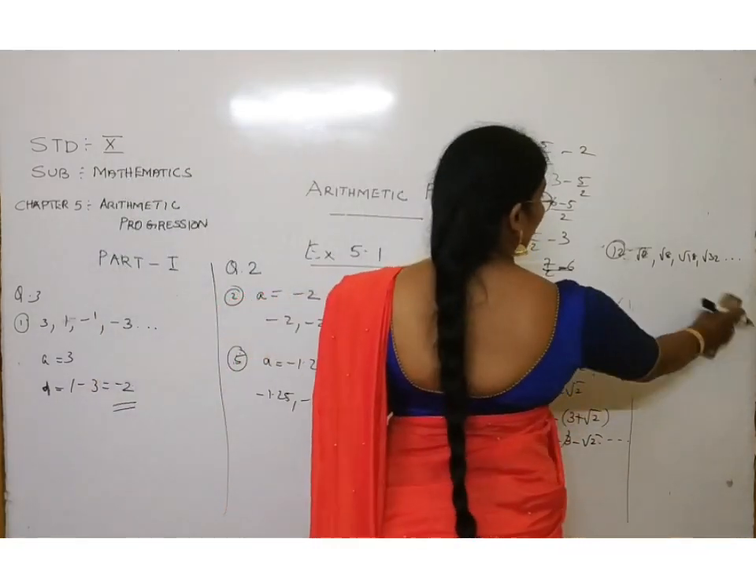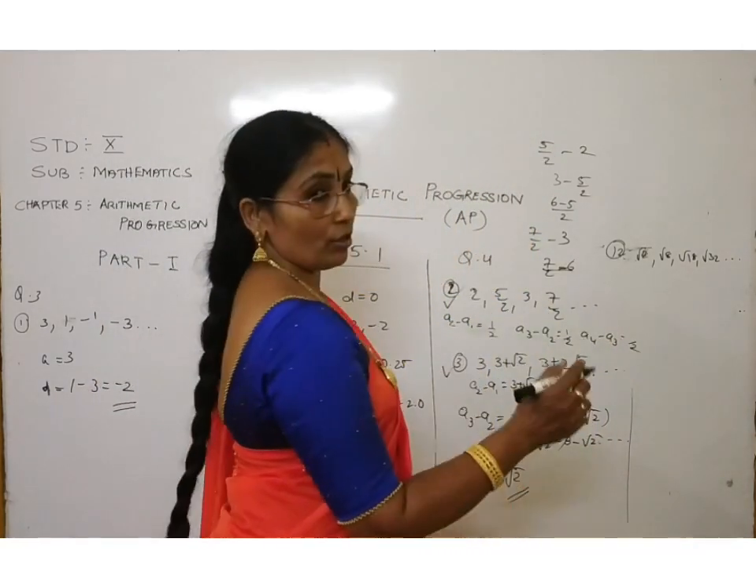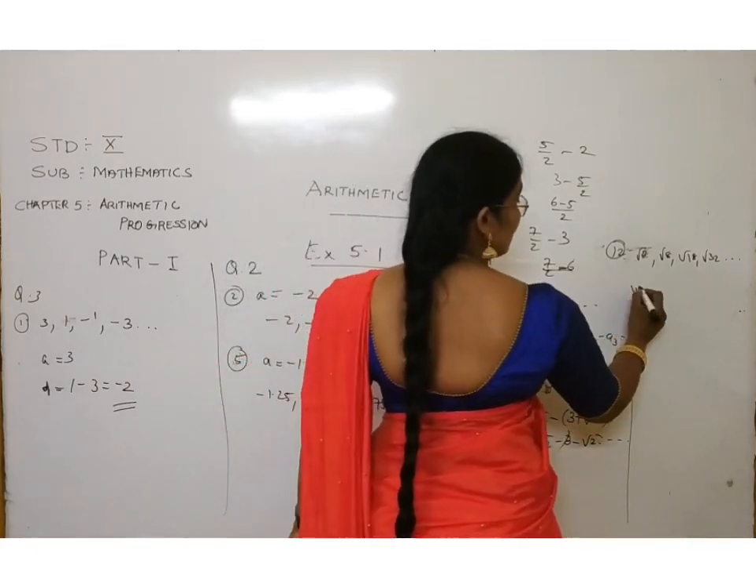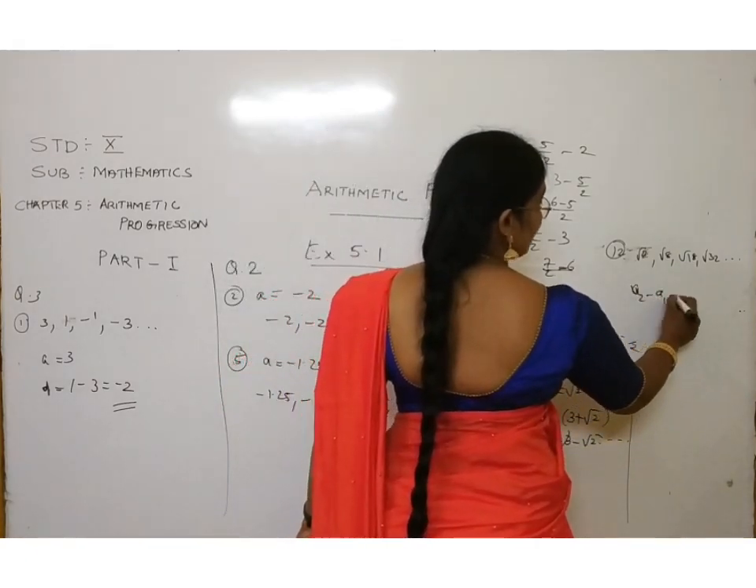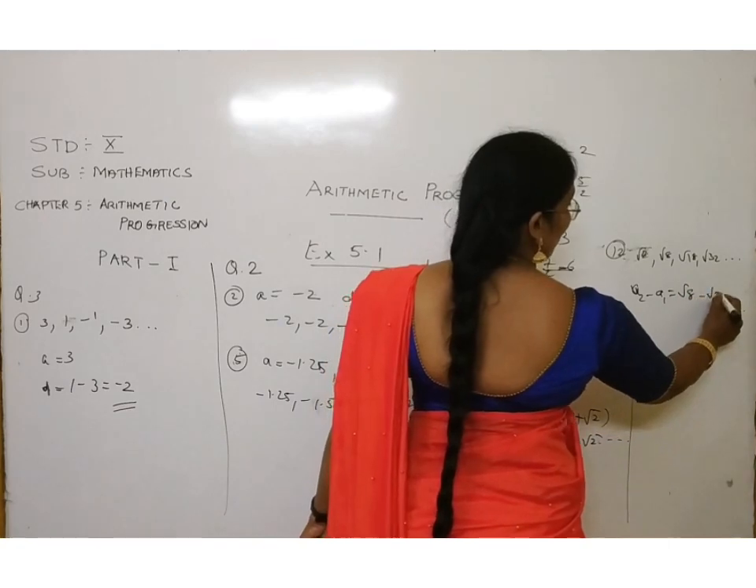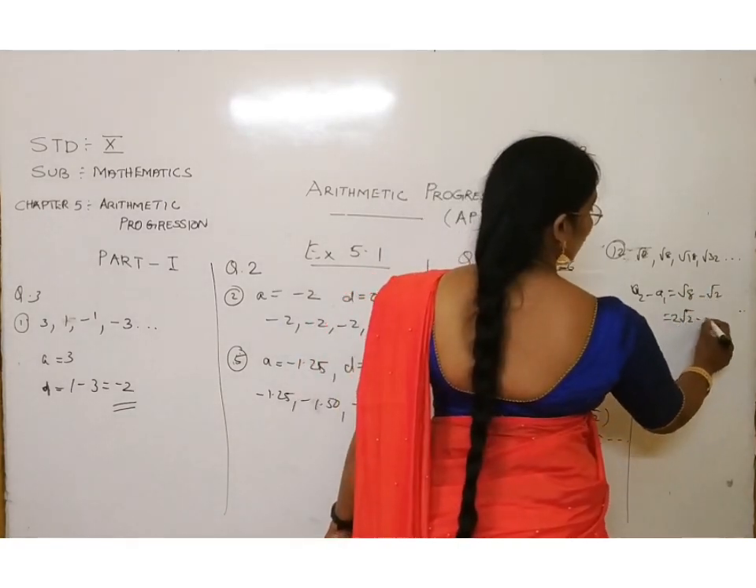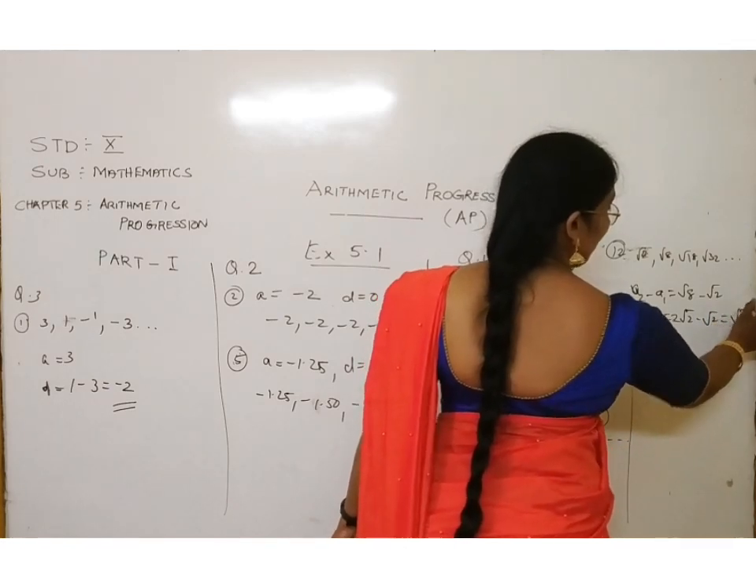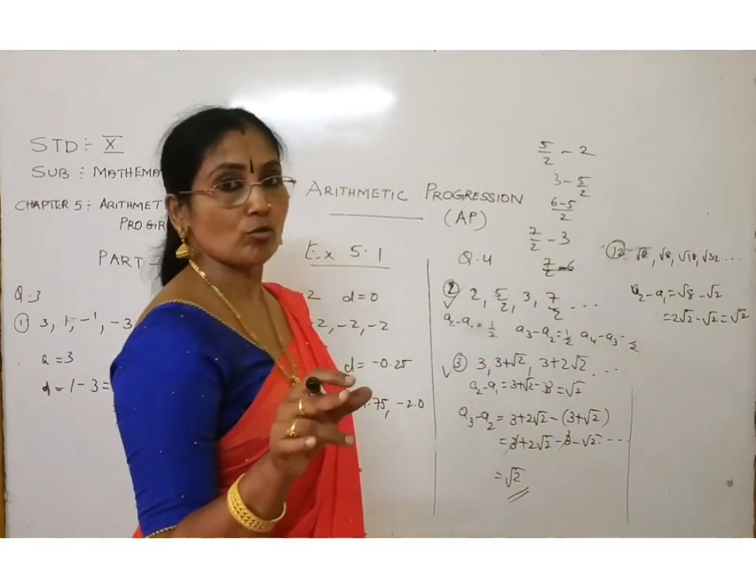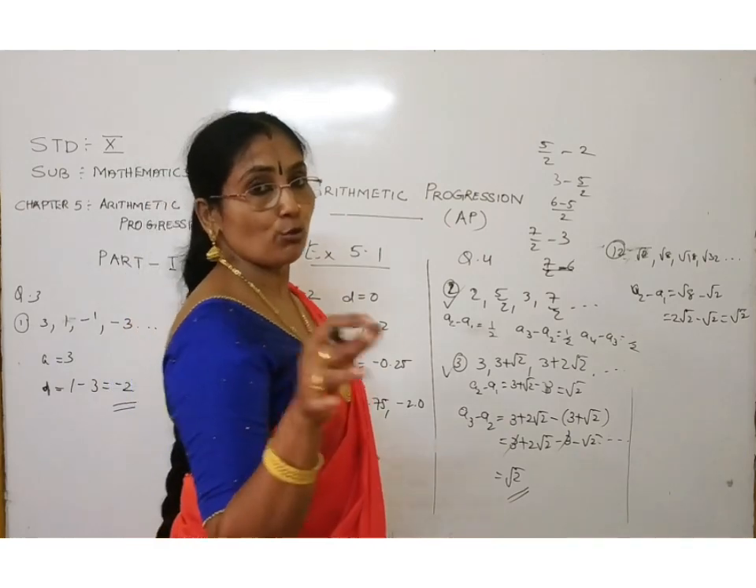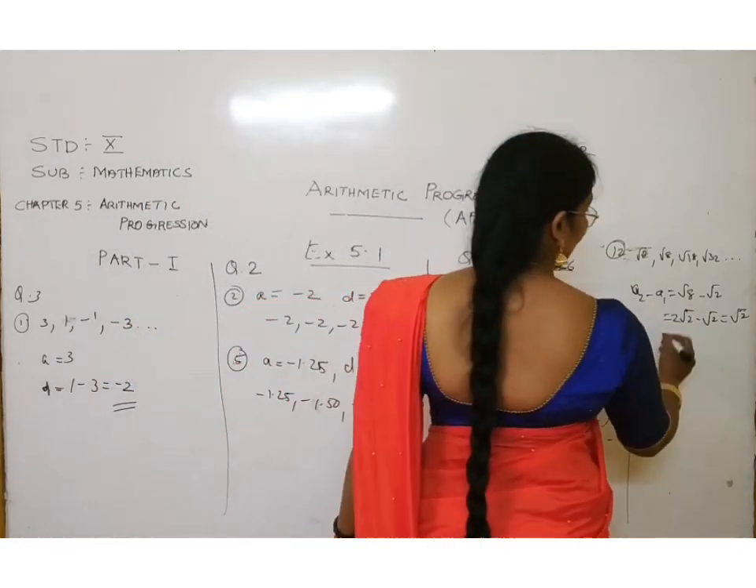Now the next question, root 2, root 8, root 18, root 32. Root 2 is the first term. So A2 minus A1 means root 8 minus root 2. Root 8 you can write as 2 root 2. 2 root 2 minus root 2 is coming how much? Root 2. Why is root 8 equal to 2 root 2? Because 8 is 4 twos, and the square root of 4 is 2.